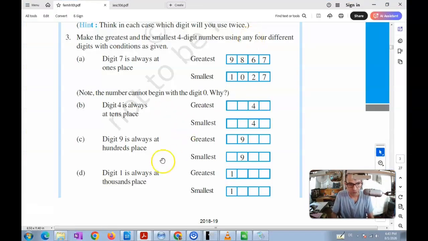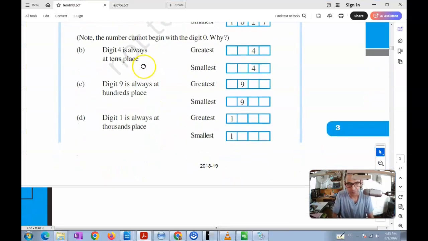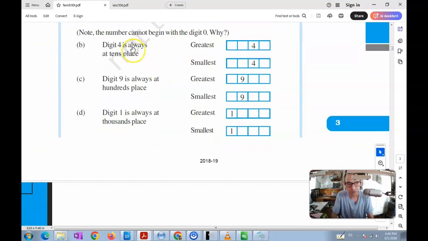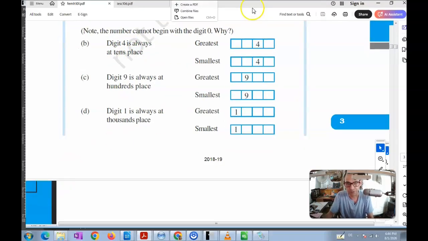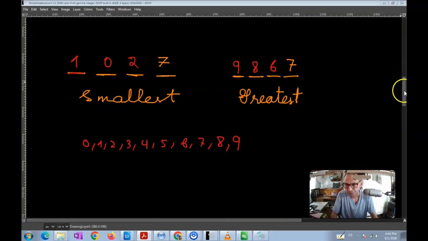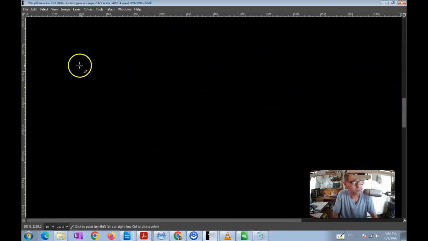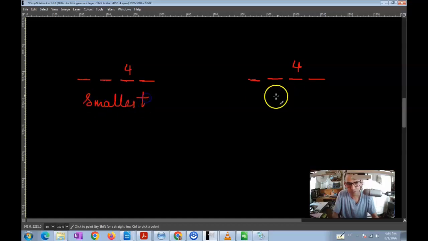Now over here we have part B of this question. We have digit 4 always at the tens place value. So let's see how we can do that. Now again I have a 4-digit number, and I put 4 at the tens place value. Again 4 at the tens place value, and this would be the smallest and this would be the greatest numbers that we want to create.